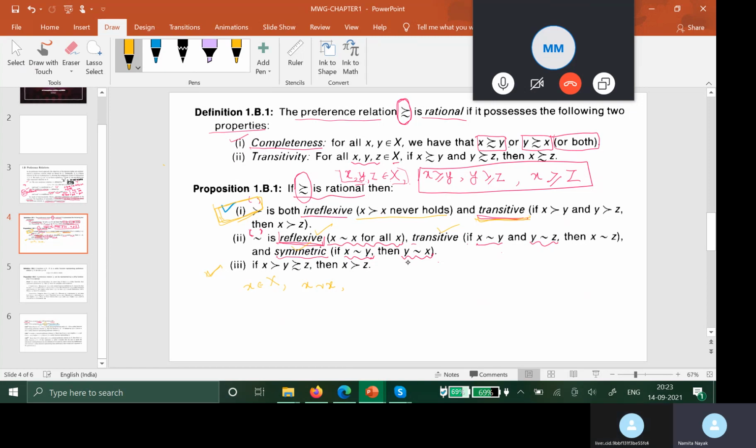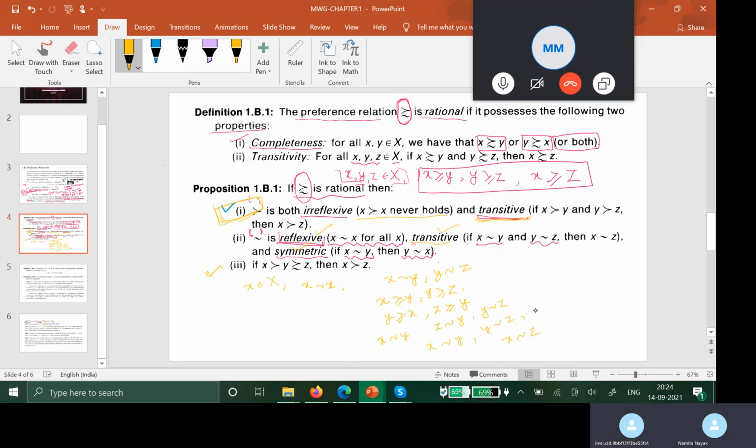Suppose there is x that is indifferent to y and y is indifferent to z. This means x is at least as good as y is at least as good as z, and this also means that z is at least as good as y and y is at least as good as x. Getting my point? So if this is the case, x is indifferent to y and y is indifferent to z, which means x is also indifferent to z, correct? So you can see that they are transitive.